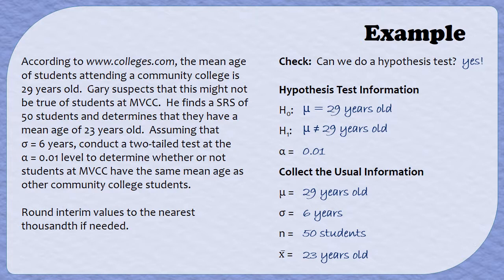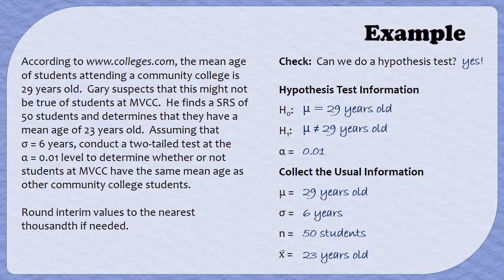Now, I also want to point out a couple of cautions here, or a couple of things that tend to be confusing. One of the confusing parts of a hypothesis test is that you will always have 2 different means. You'll have a population mean and you'll have a sample mean. And it's going to be important that we recognize which one is for the population and which one is for the sample. In this case, the mean age of students attending community colleges in general was 29 years old, so that is going to be the population mean. That's for mu. Gary's sample had a mean of 23 years old, so that was our X bar. That was for our sample mean.